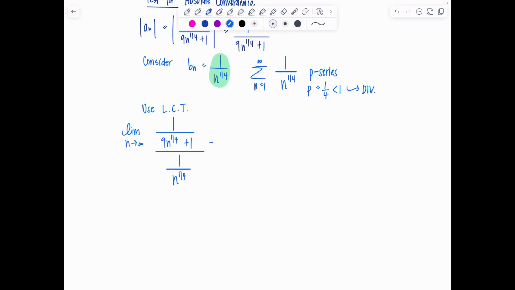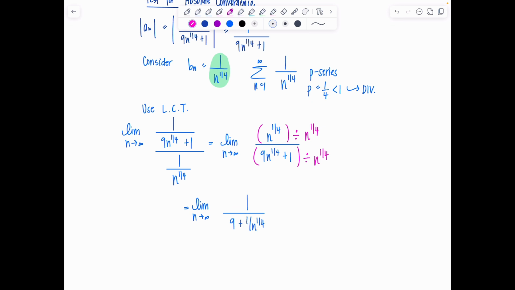All right, next step. Let's clean up so we can take the limit. As n goes to infinity, I'm going to have n to the 1/4 up top now, over 9n to the 1/4 plus 1. And then divide by the highest power of n in the denominator, which is n to the 1/4. Now we've got the limit, n goes to infinity, of 1 over 9 plus 1 over n to the 1/4. As n gets very, very large, this term goes to 0. I'm just left with 1 over 9.